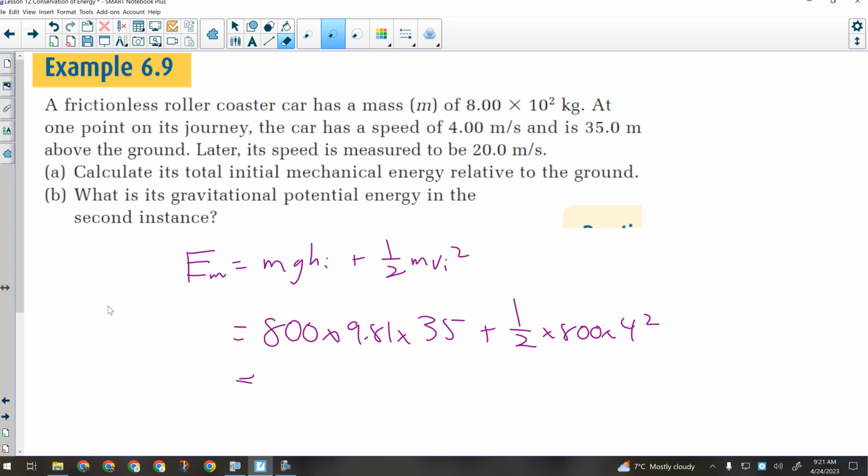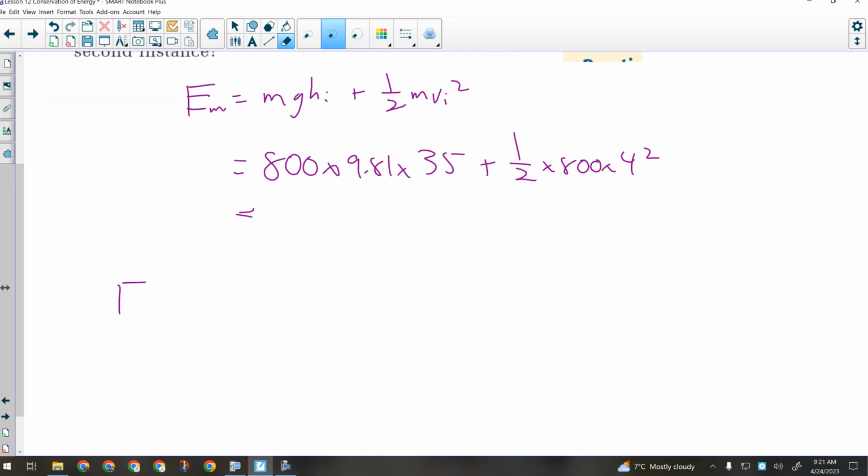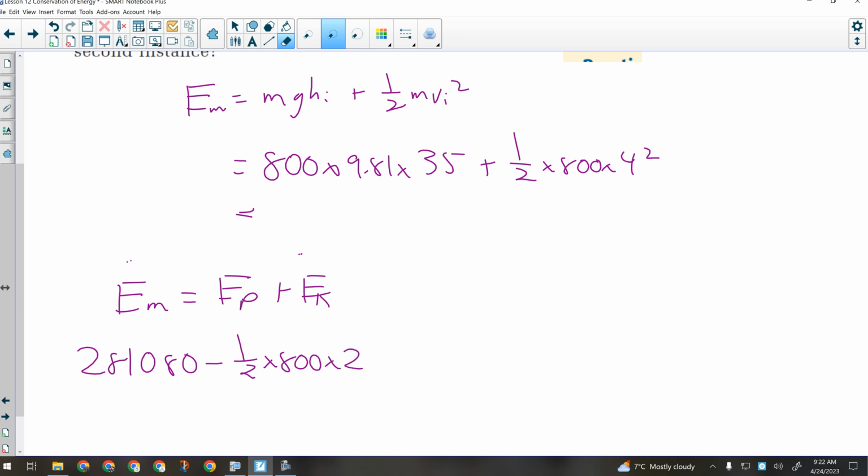I just go back to this formula here, and I say mechanical energy, that number I know, is EP plus EK. And while I can't use mgh to solve for this because I don't have the h, I can use 1/2 mv squared and solve for this. So I know this one and this one, I can use them to solve for EP. All right, so I take my 281,080 joules of mechanical energy that I just calculated and subtract EK, which will be 1/2 times 800 times 20 squared. That'll leave me with whatever potential energy is remaining.